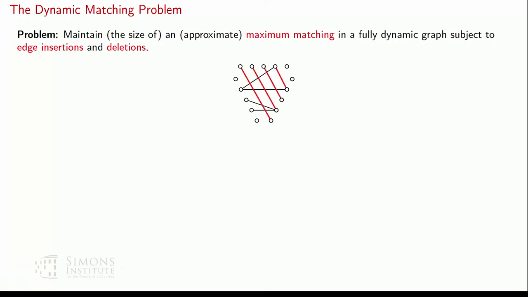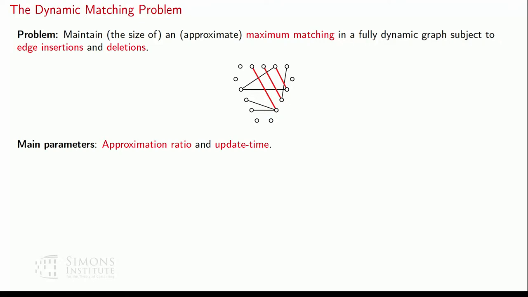OK, so suppose that this is a graph now. This is going to be the maximum matching of the graph. Maybe this edge is inserted. This doesn't really increase the size of the matching, so maybe we can leave it as is. And then if this edge is deleted, now it becomes important to include maybe another edge, or maybe not. I think maybe we can match this. I think it doesn't change. Anyway, you get the idea.